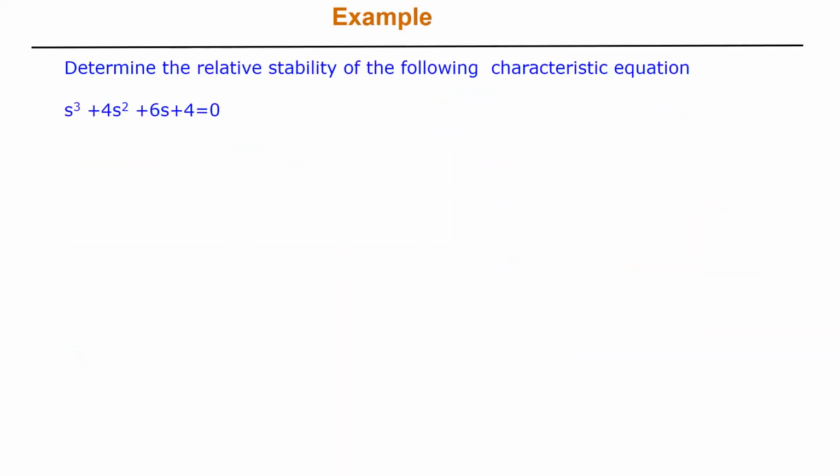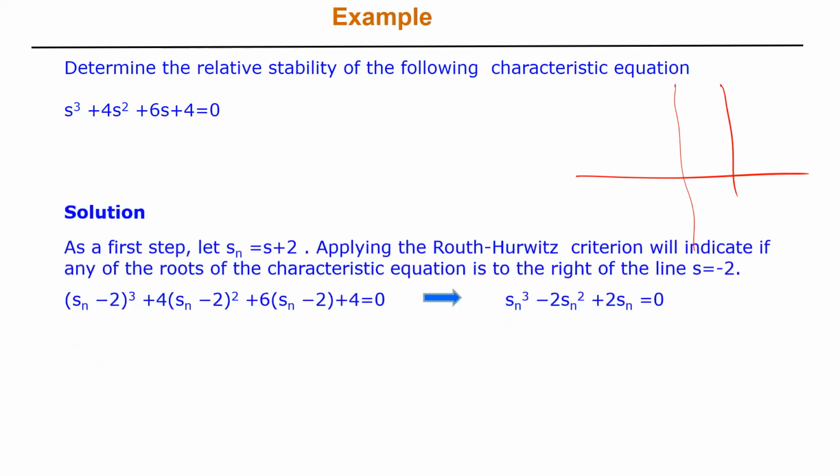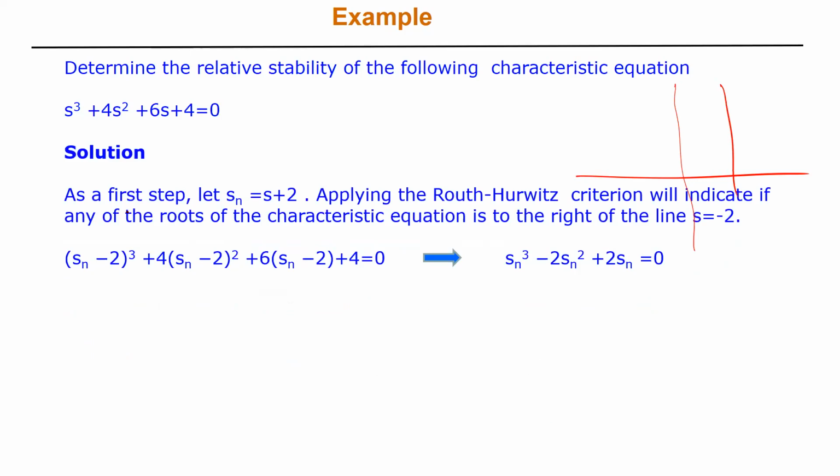Suppose I have, determine the relative stability of the following characteristic equation. This is my characteristic equation. And I would like to see how much I can shift my j omega axis in here before the system becomes unstable. So the method is trial and error. Let me assume, at first step, I will be doing the shifting by 2 units to this side.